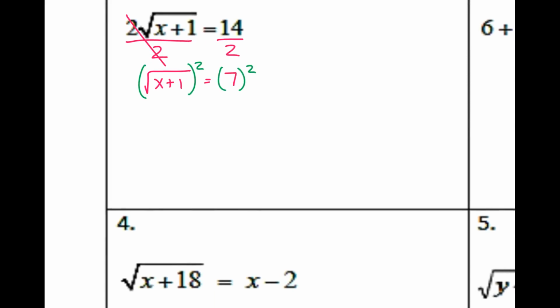What happens on that left-hand side now? X plus 1. Right. The square and the square root cancel each other out, and all you're left with is x plus 1. And what's 7 squared? 49. Then what do you do? Then you bring the 1 on the other side. Right. You subtract 1 over, and you get x equals 48. That was pretty easy.